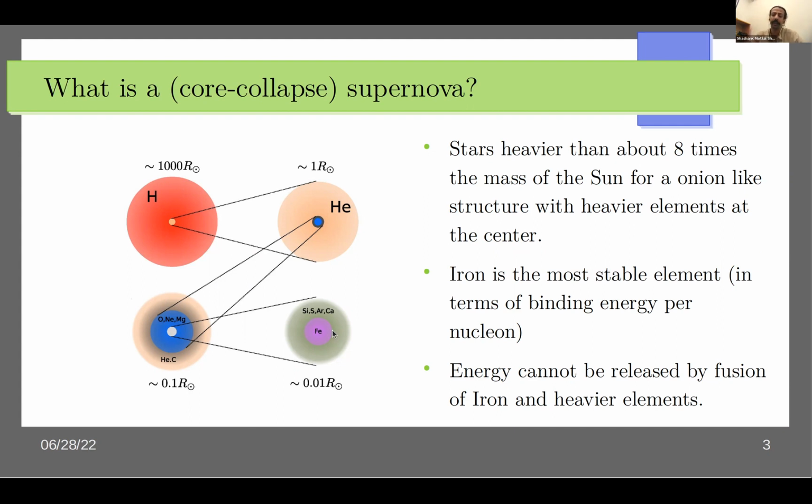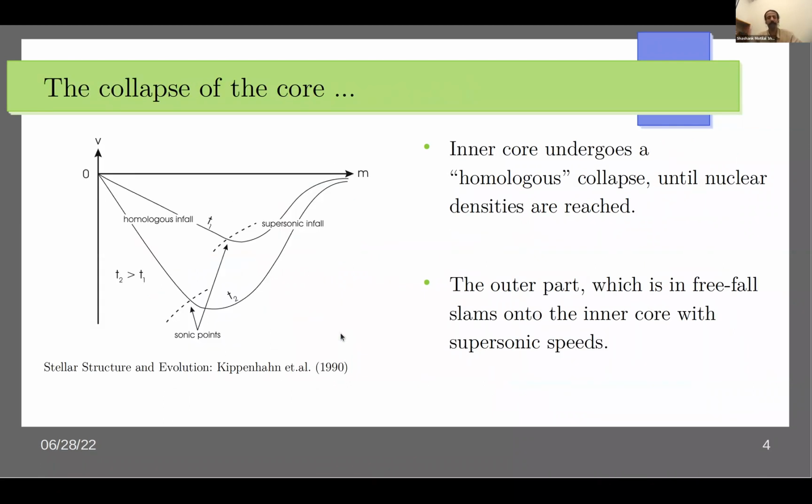Now, iron is the most stable element in terms of binding energy per nucleon. Because of that, we cannot synthesize heavier elements by fusion and release energy. So that is the last stage of this nuclear fusion reaction. After that, the core starts to collapse on its own. The inner part of the core undergoes a homologous collapse. What that means is that the infall velocity is proportional to radius. This infall of the inner core continues until nuclear densities are reached.